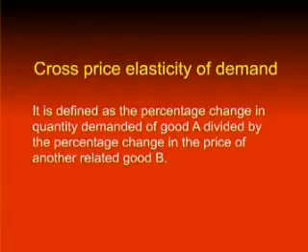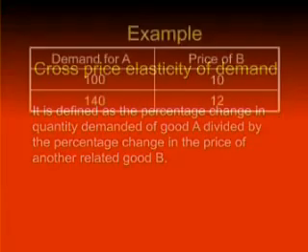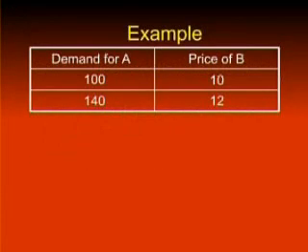Now, if you recall, we defined cross-price elasticity as the percentage change in the quantity demanded of good A divided by the percentage change in the price of a related good B. So, if we look at an example in this table, we have figures for demand for a product A and the price of another product B. Now, the table says as follows. You have the demand for A at 100 when the price of B is equal to rupees 10, whereas the demand for A increases to 140 units when the price of B increases to 12.